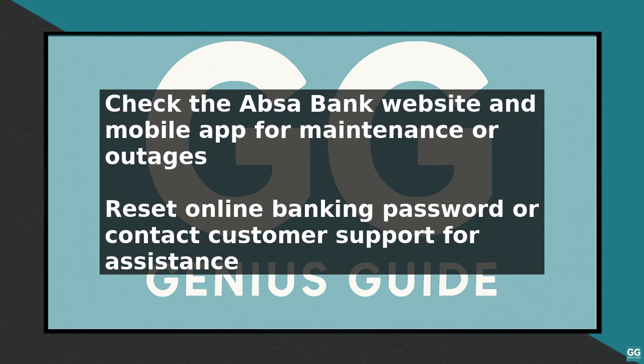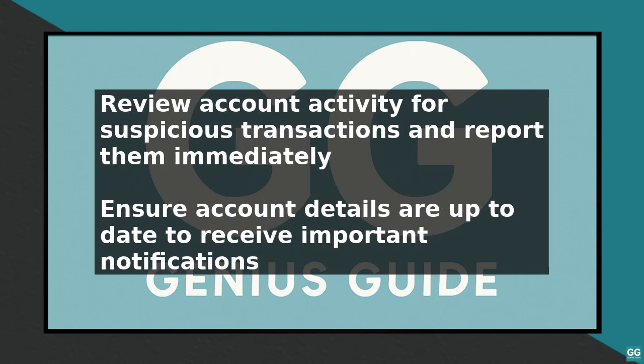If you notice any unfamiliar transactions, report them to Absa Bank immediately to prevent further unauthorized access. Additionally, ensure your account details are up to date, including your phone number and email address, to receive important account notifications and alerts. You can update your details via the Absa Bank mobile app or by visiting a nearby branch.